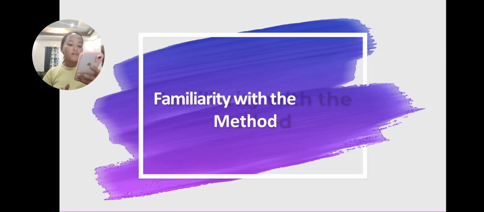And then the teacher may commit mistakes in the construct or format of the assessment if the teacher is not familiar with the method being used. So that is the con. Consequently, the results would not be credible.